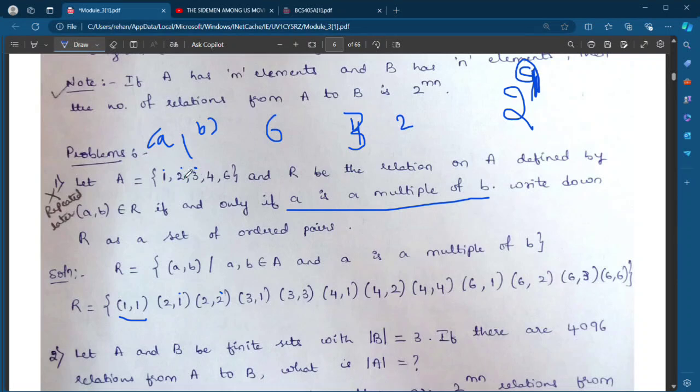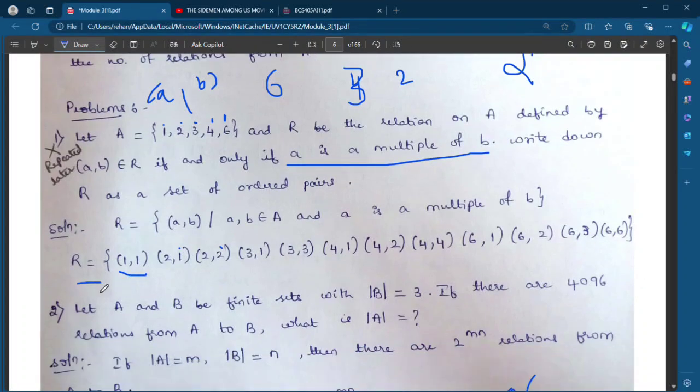Since 3 is an odd number, I cannot use 2. It is not a multiple of 2. So 3 is a multiple of 1 and of itself: (3, 1), (3, 3). Then I will take 4. 4 is a multiple of 1, of 2, and of itself: (4, 1), (4, 2), (4, 4). Similarly, 6 is a multiple of 1, 2, 3, and of itself: (6, 1), (6, 2), (6, 3), (6, 6). So this is my answer.